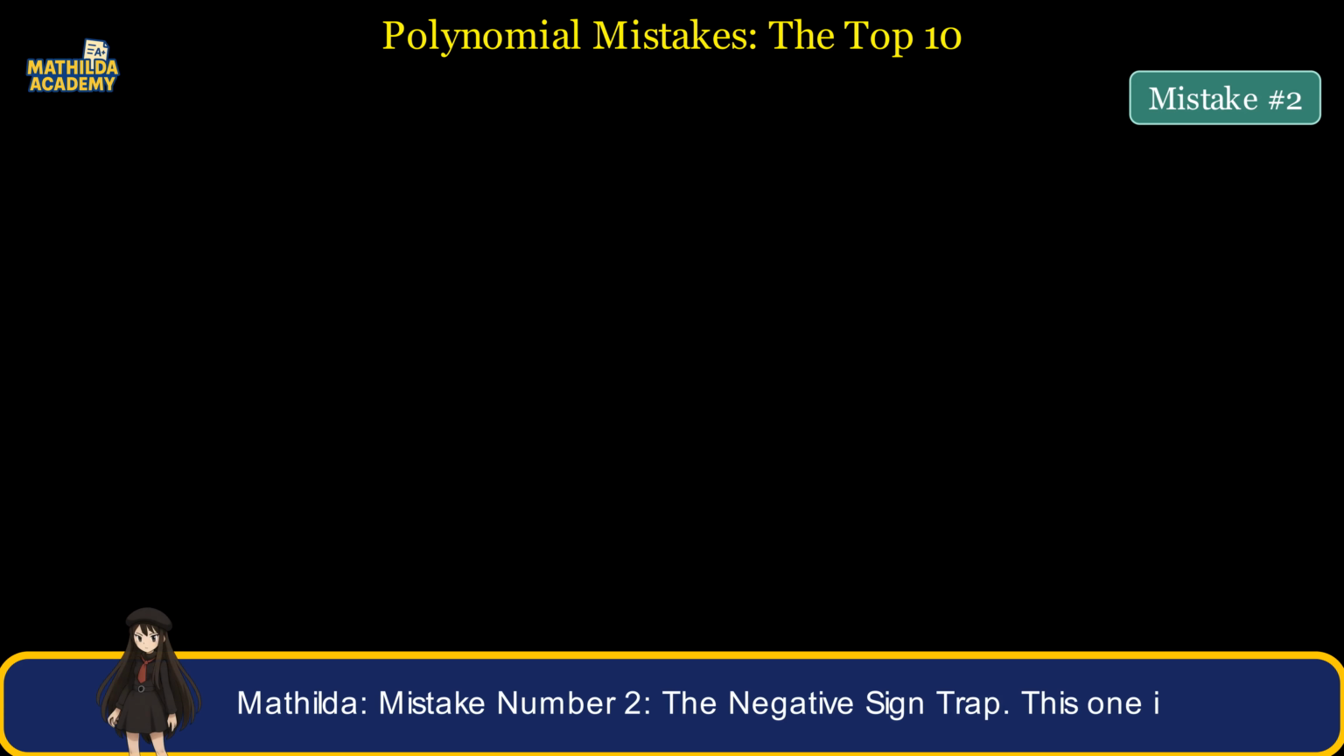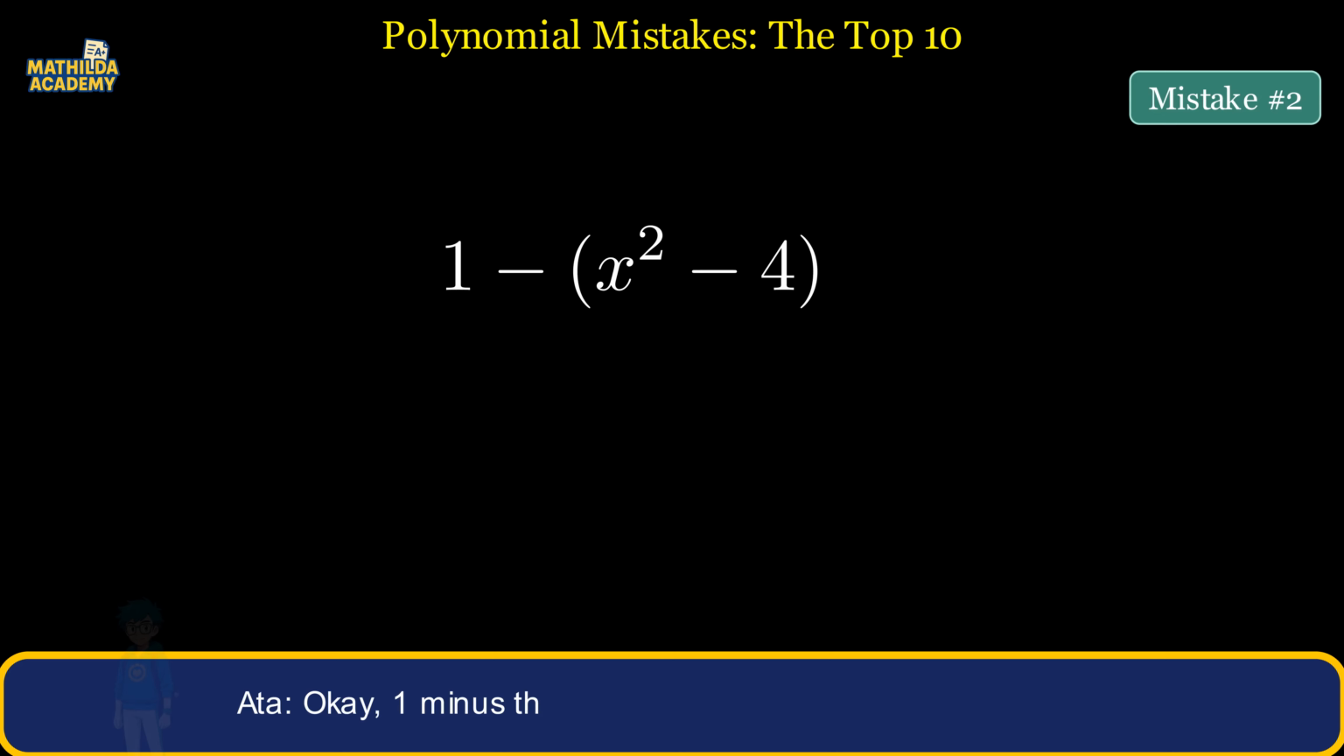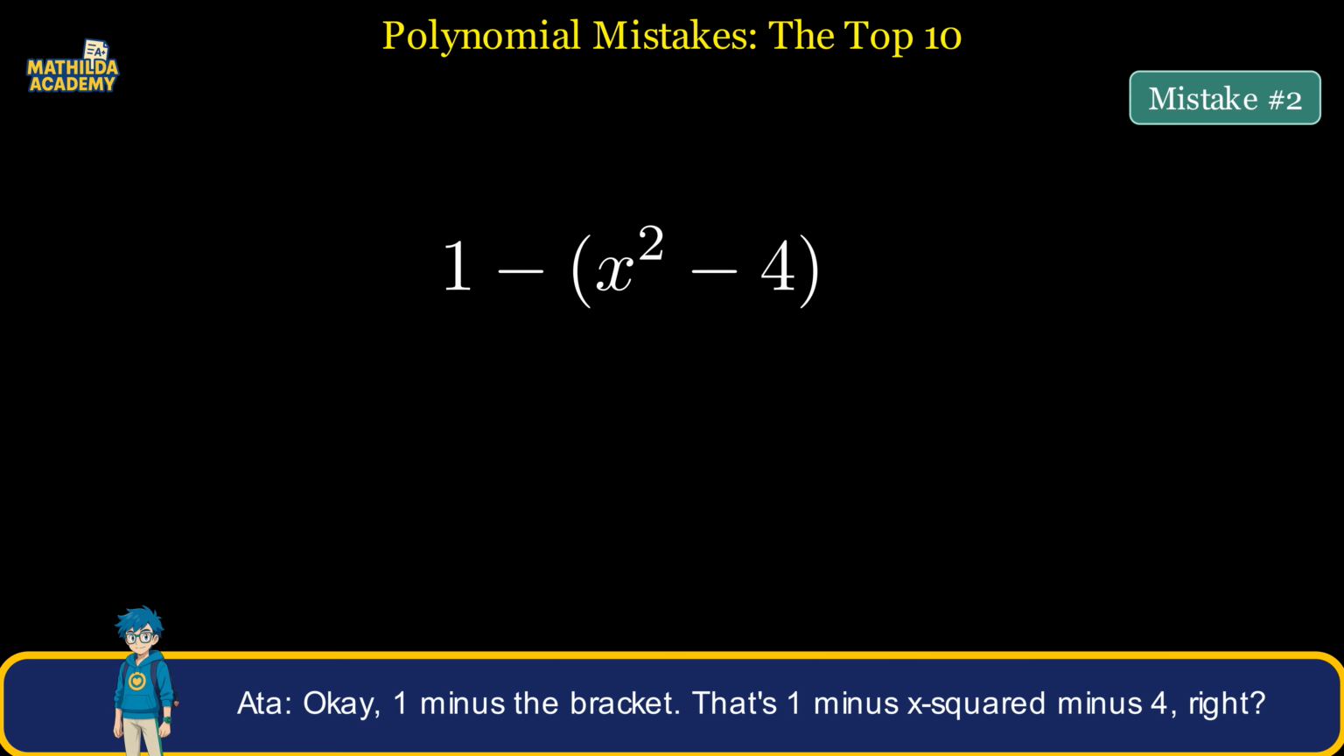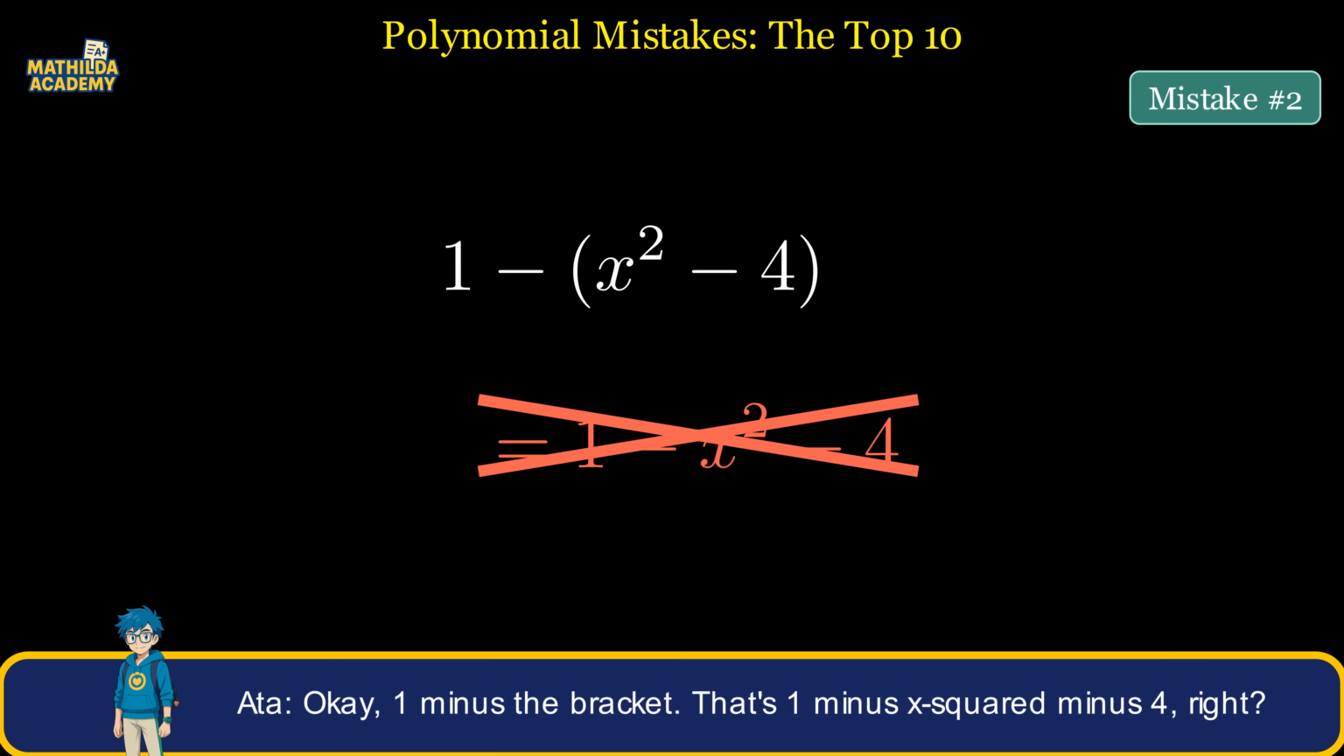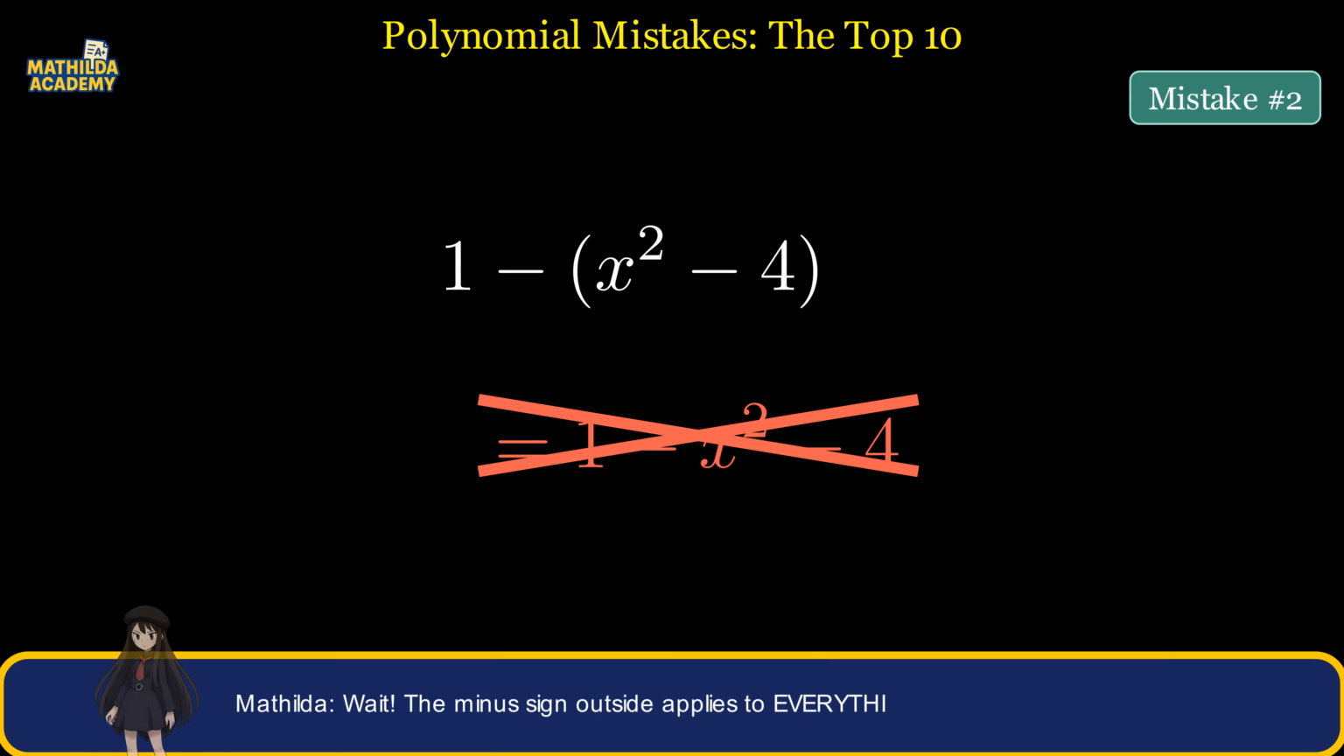Mistake number 2, the negative sign trap. This one is lethal. Okay, 1 minus the bracket. That's 1 minus x squared minus 4, right? Wait, the minus sign outside applies to everything inside. You have to distribute it.